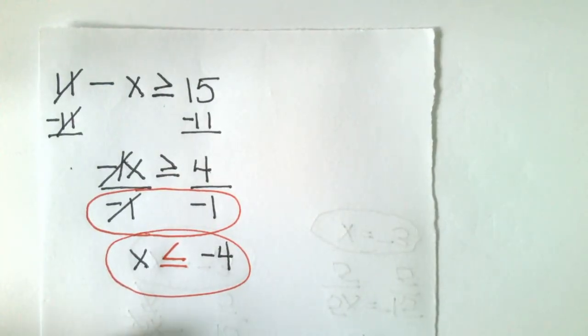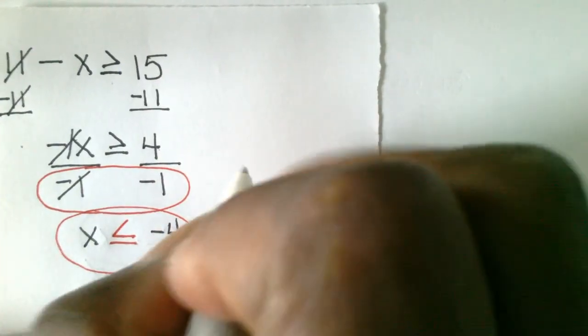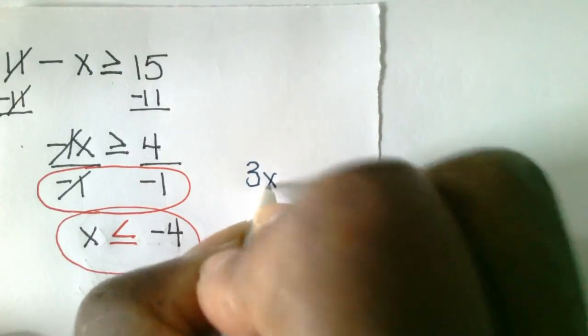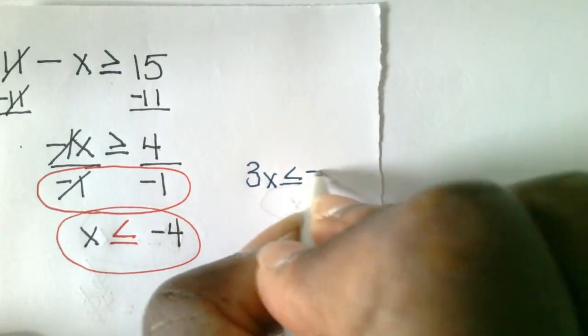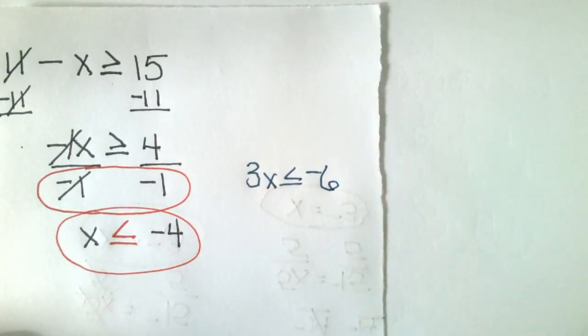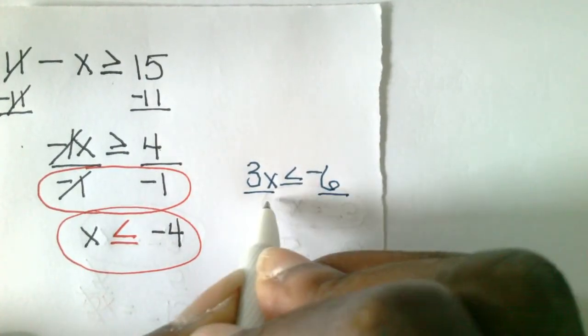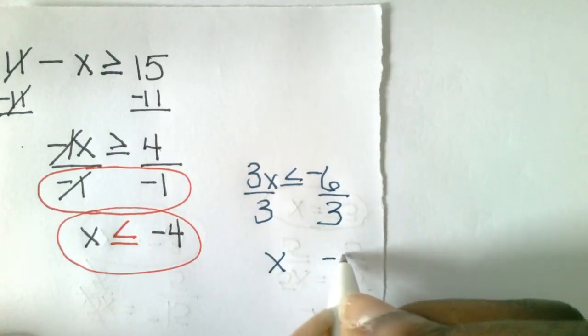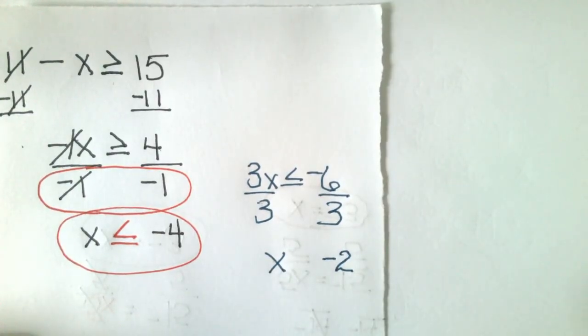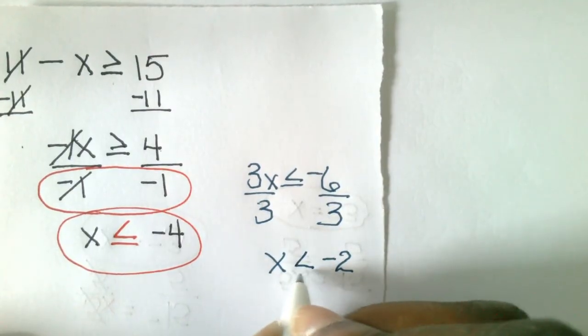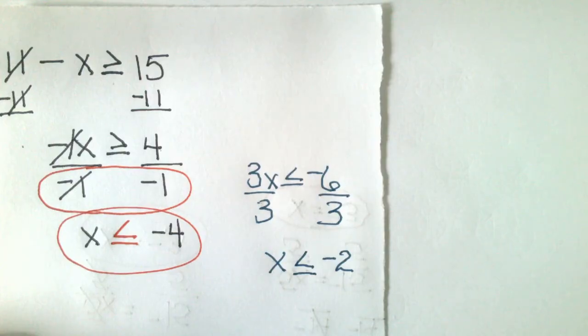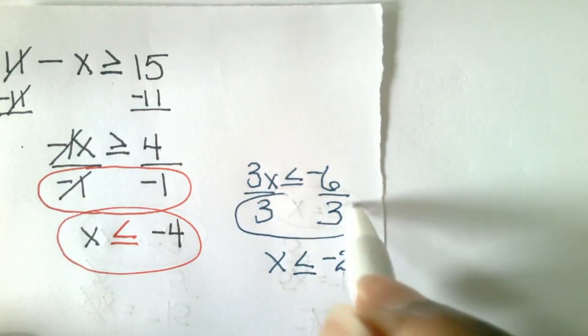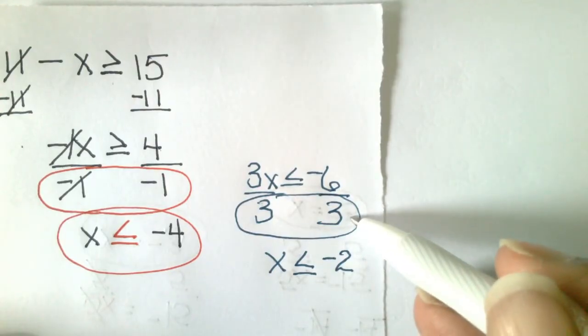Okay? The reason why I don't want to say it's because it was negative is, what happens if I had, say, 3x is less than or equal to -6? Okay? I would divide both sides by 3, and then I have my x, and then I have a -2. This will still be less than or equal to. The reason why is we divided by a positive number.